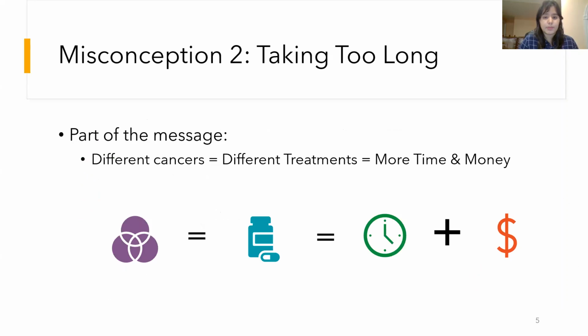The second misconception that we're tackling is that cancer is taking too long to cure. And it's also part of the message that there are different cancers, which means there are different treatments. And these different treatments take time to make, to test, and all this costs time and money.